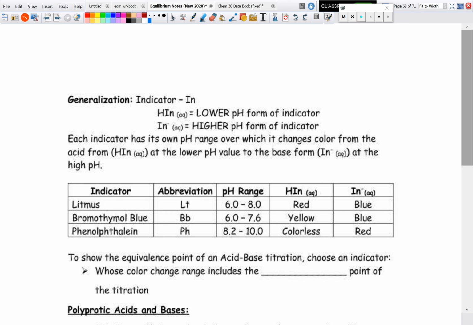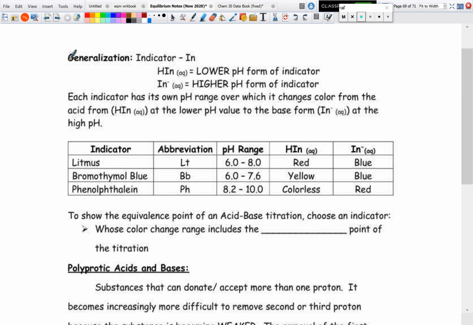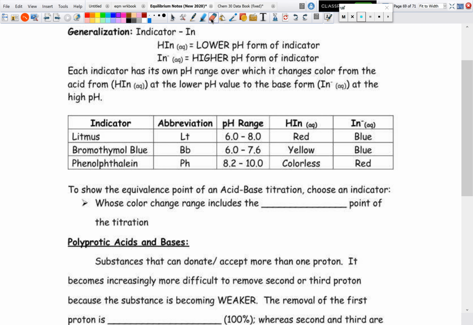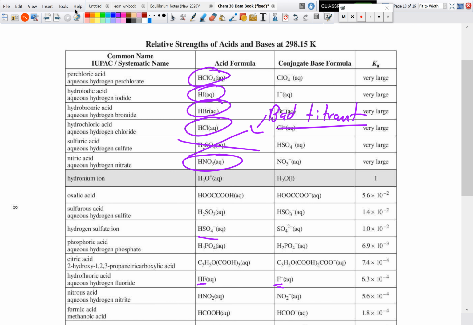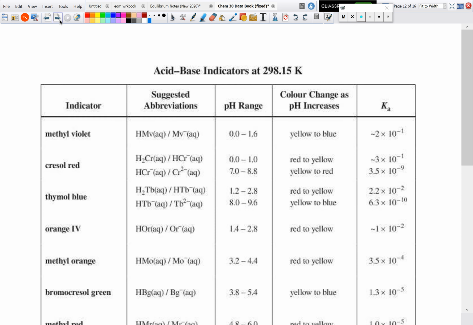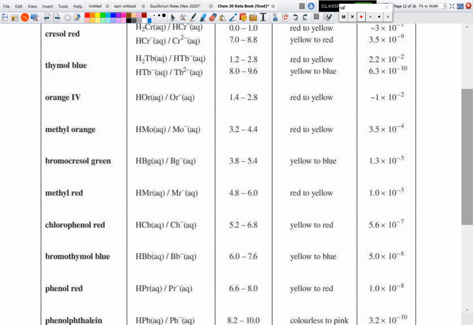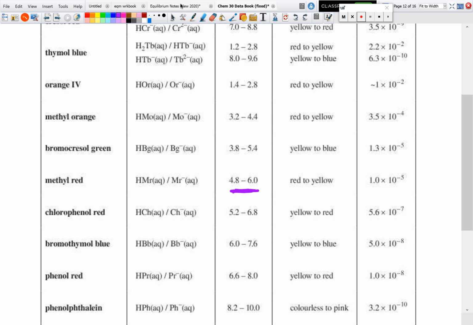So all we need to do is look at our indicators. Oh, sorry, not these right here. Indicators in your data booklet, which have their pH range right here. Now, all you need to do is make sure this pH range, so if we're using something like phenol red or methyl red, is going to fit or change within our steepest portion.